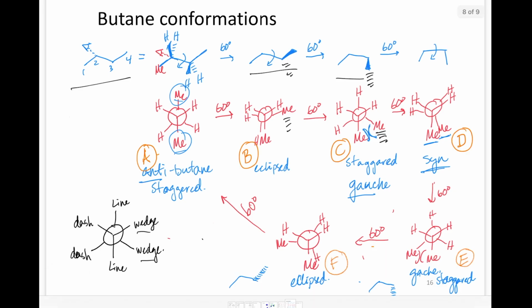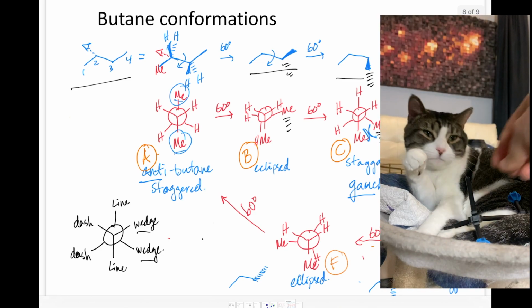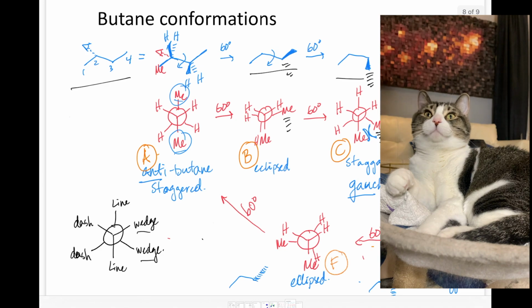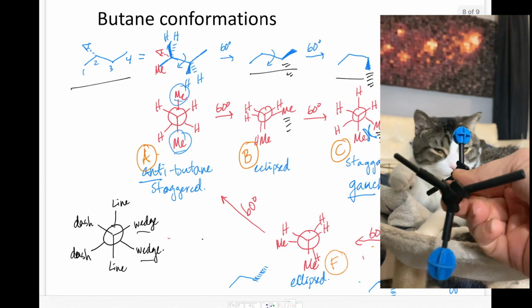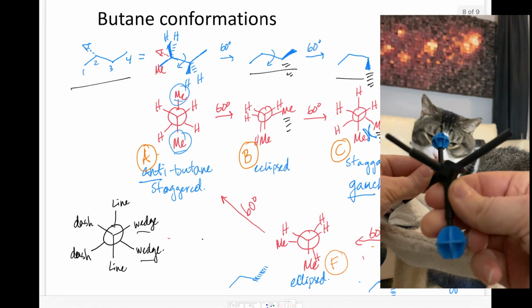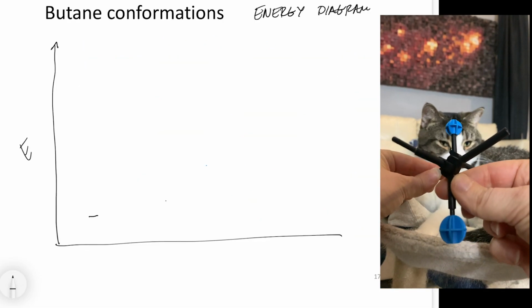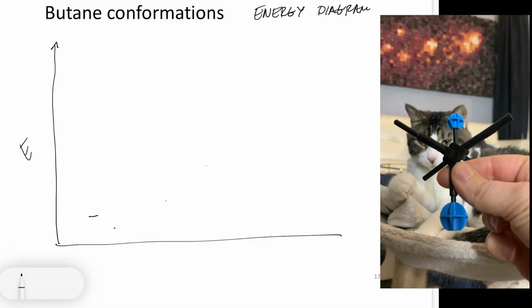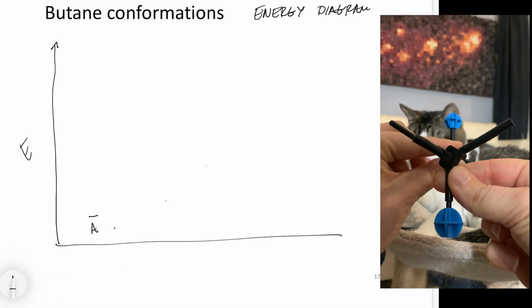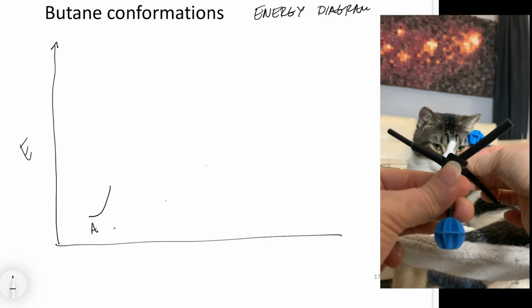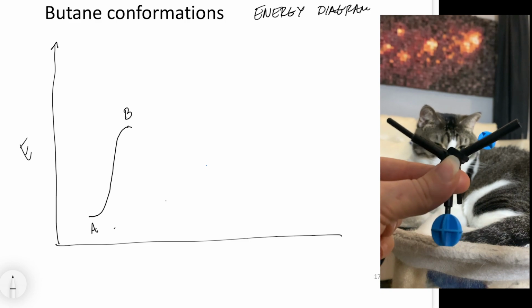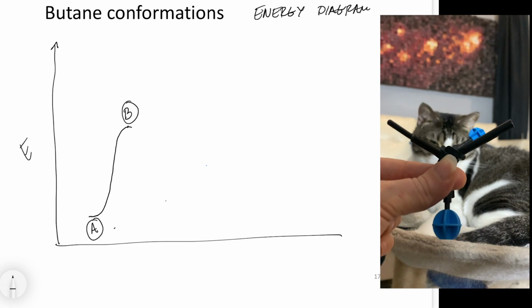Okay, I've labeled all of our Newman projections A through F with orange. And what we're going to do is analyze the relative energy of these conformations of butane on an energy diagram. Our first Newman projection was an anti-butane, and it was staggered. This was low in energy. So nominally, this is going to be our A. As we rotated this conformation 60 degrees, we ended up getting an eclipsed form, which we know is a transition state, and that's higher in energy. So here's B.